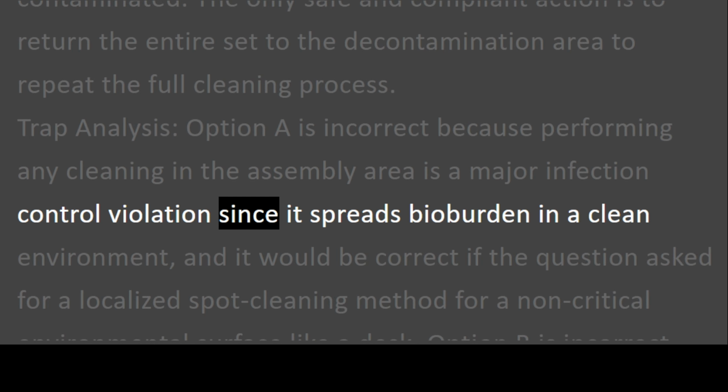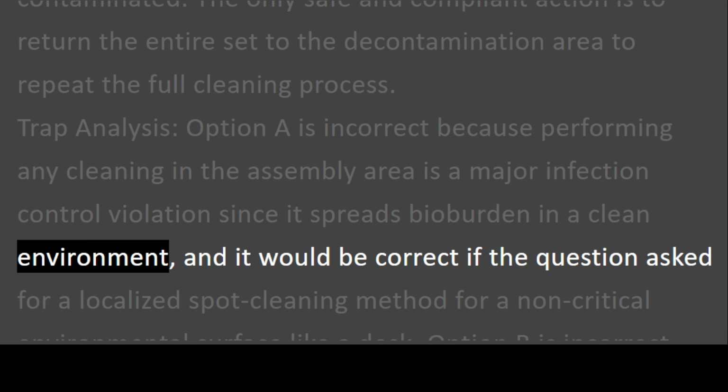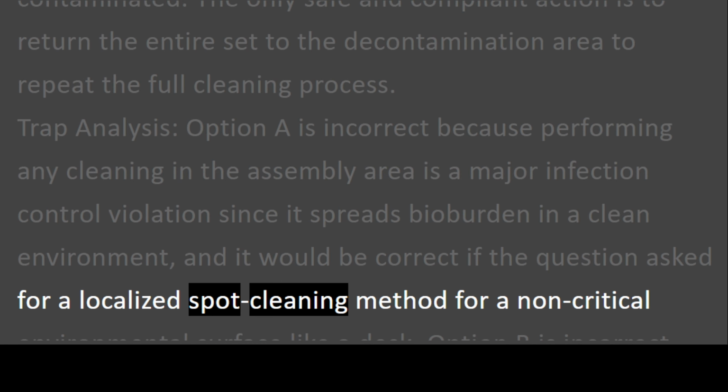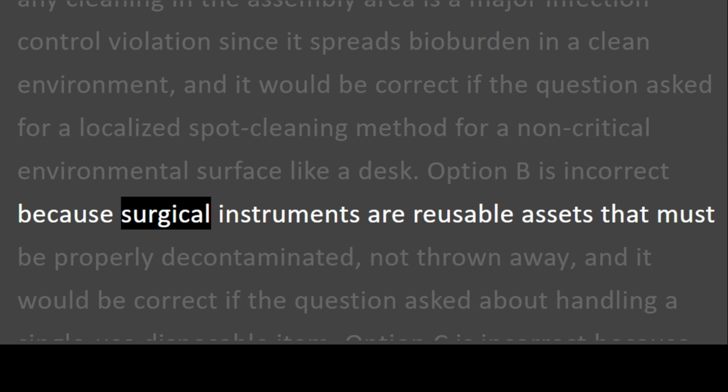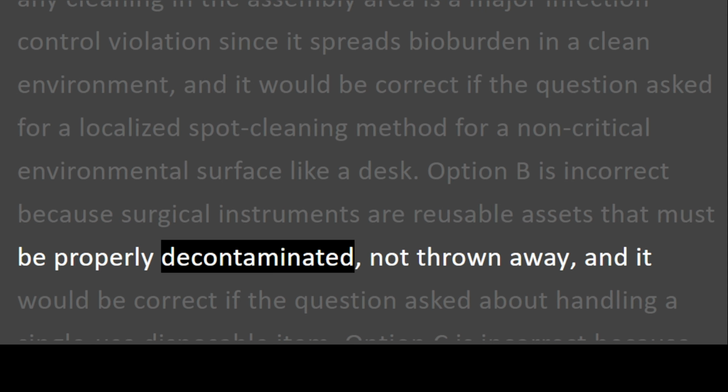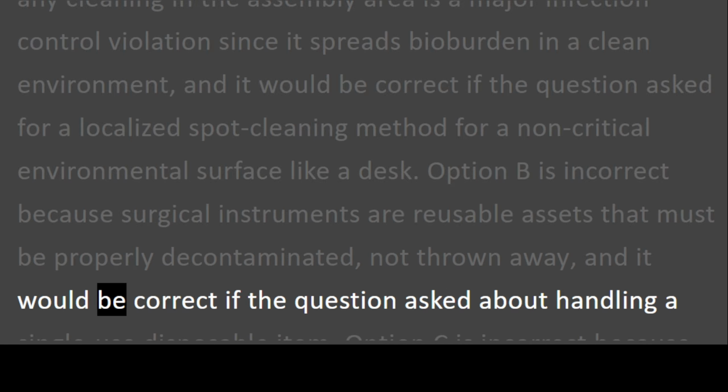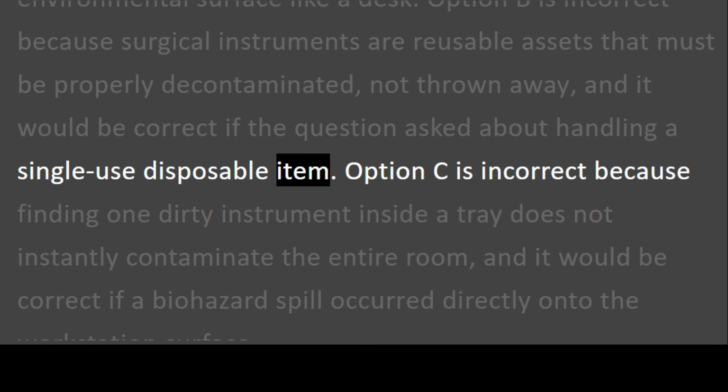control violation since it spreads bioburden in a clean environment, and it would be correct if the question asked for a localized spot cleaning method for a non-critical environmental surface like a desk. Option B is incorrect because surgical instruments are reusable assets that must be properly decontaminated, not thrown away, and it would be correct if the question asked about handling a single-use disposable item.